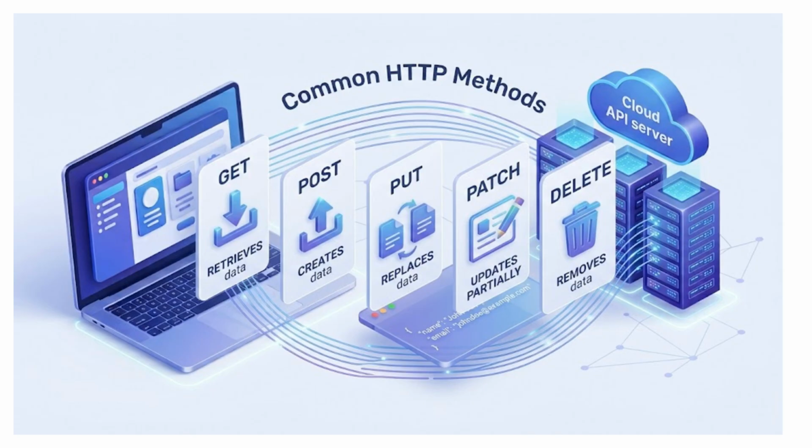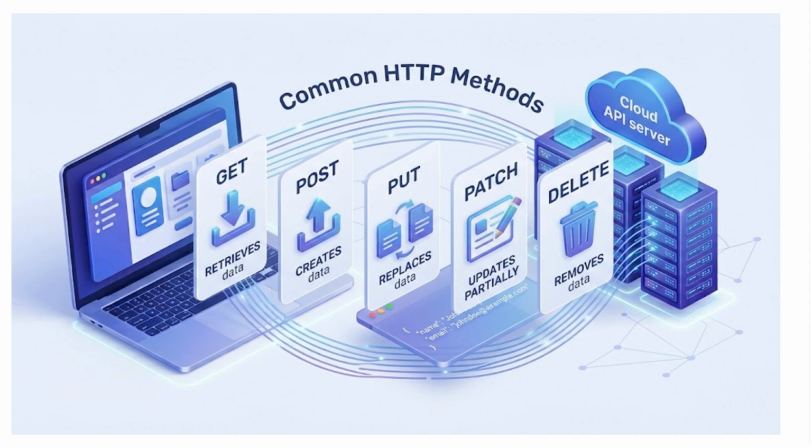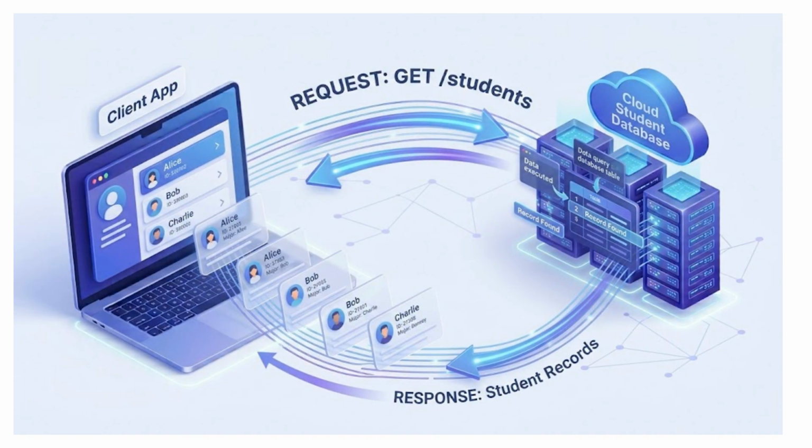Each HTTP method represents a different action. This makes it easy for the API to understand exactly what the client wants to do. Now, let's look at the GET method. GET is used when an application wants to retrieve information from a server.